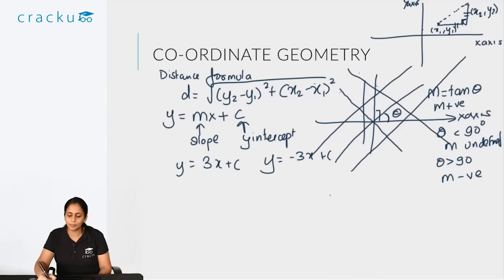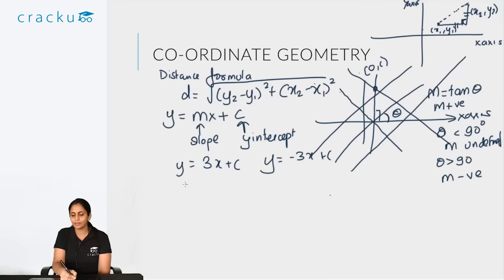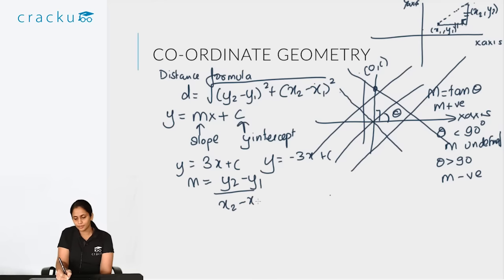The y-intercept is the point at which the line crosses the y-axis. So if this line crosses the y-axis over here, this would be the y-intercept. So you can say that this is (0, c). So this is the general form of the line. Now if you're given, say, 2 points on the line, how do you find out the slope of the line? If (x1, y1) and (x2, y2) are 2 points on the line, then the slope of the line is (y2 minus y1) upon (x2 minus x1). This you can just infer from the fact that if a point lies on the line, then it should satisfy the equation of the line.